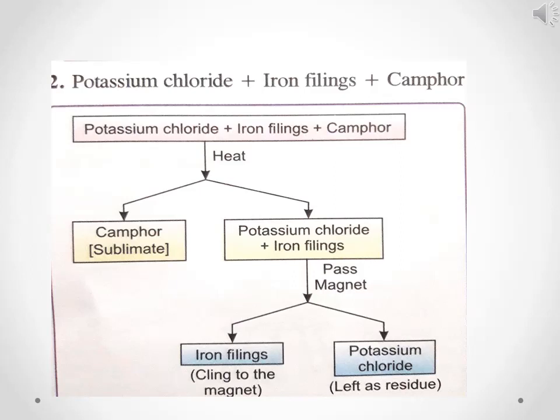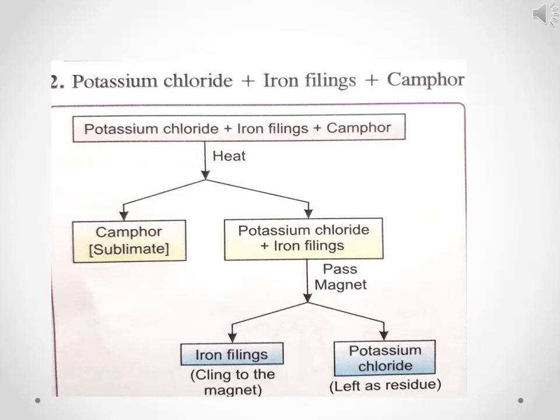A mixture can have 2, 3 or more components. So in this slide, we have a mixture comprising 3 different components: potassium chloride, iron filings and camphor. Here we know camphor is another substance which can undergo sublimation. So first we take the mixture of these 3 things together and heat it. Camphor undergoes sublimation and can be easily separated.